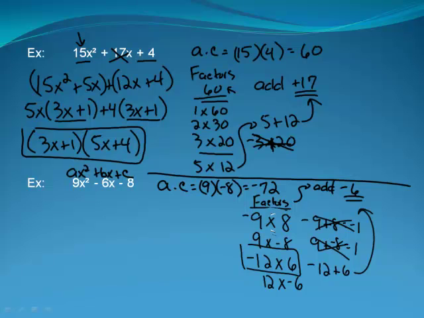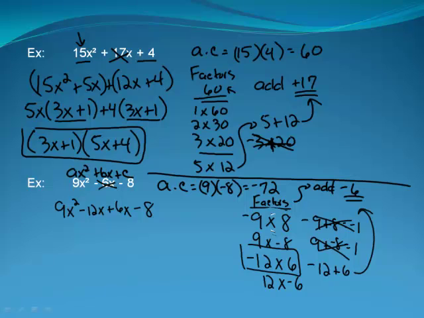So what do we do with those factors? We come back to the original problem. We're going to rewrite that middle term. So we've got 9x squared out front and minus 8 on the end. First and last term don't change. The middle term is going to be rewritten as minus 12x plus 6x.